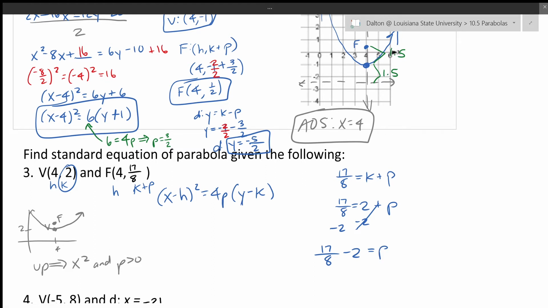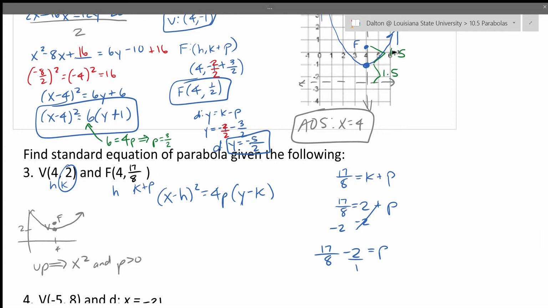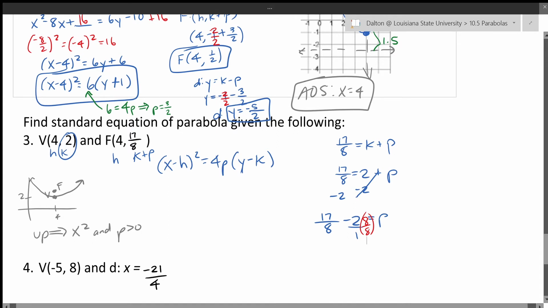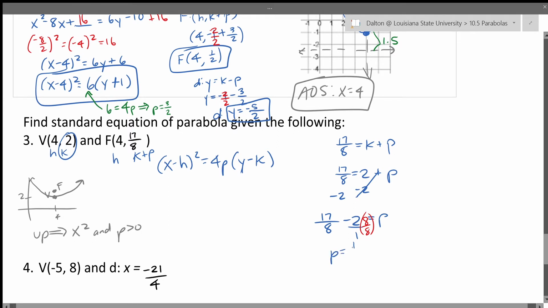Again, if I'm going to subtract fractions, technically this is 2 over 1. If I need it to have a denominator of 8, then I will just multiply this number by 8 over 8. So that'll be 17/8 minus 16/8 equals p. 17 minus 16 means that p will just equal 1/8. And that's the only element that I needed.